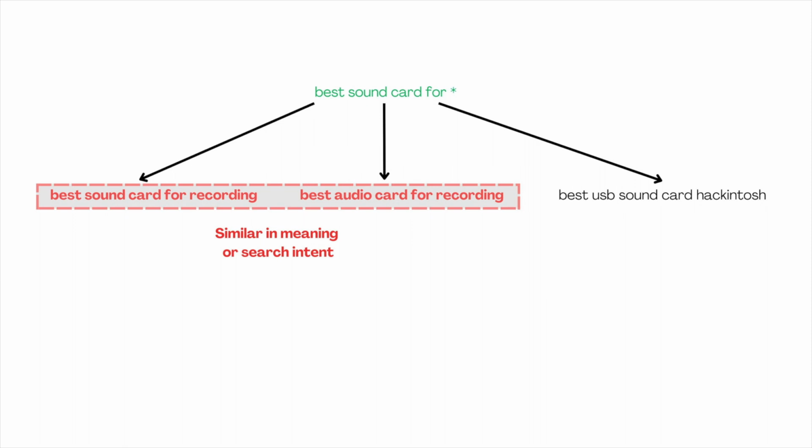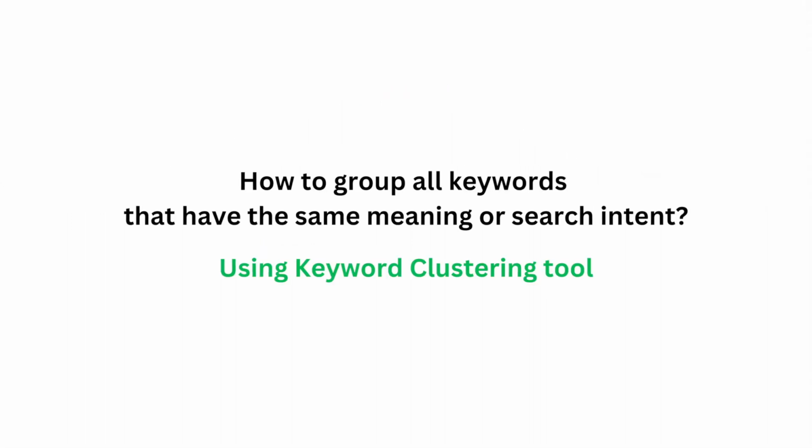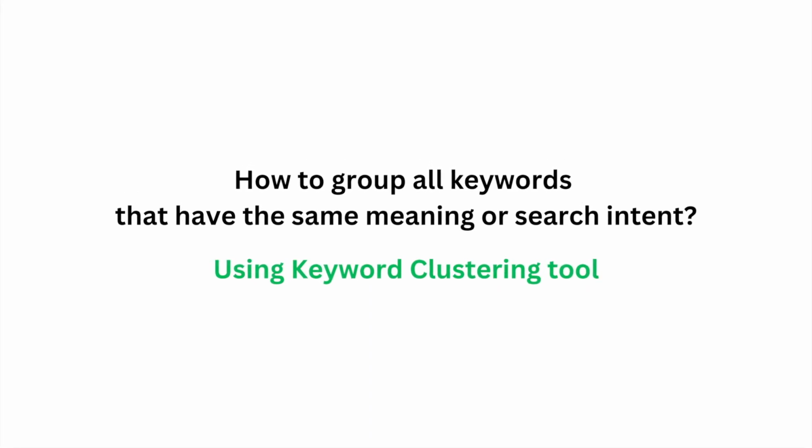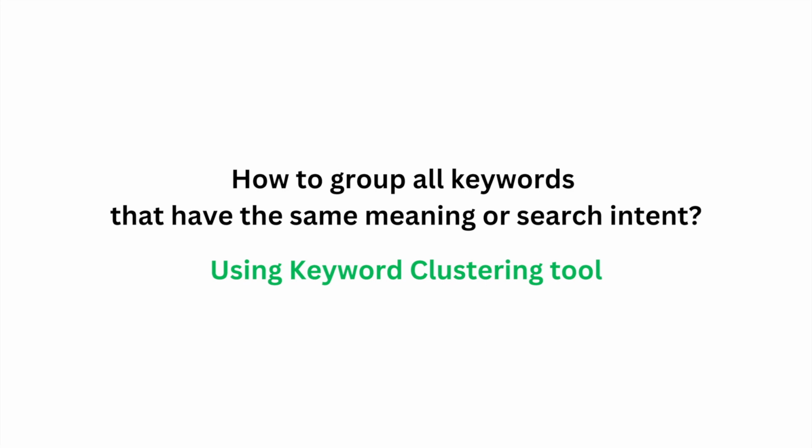For example, the keywords best sound card for recording and best audio card for recording are different in terms of wording but similar in meaning. Their search intent and audience target are the same. Hence, it's more practical to write a single article that covers both keywords. But how to group similar keywords? The keyword clustering tool will help you find keywords with similar search intent and put them into one group.